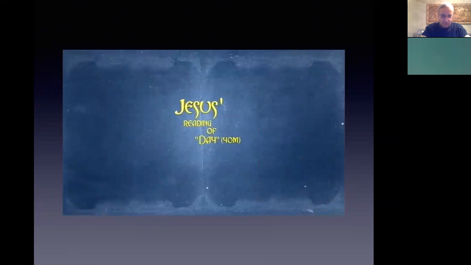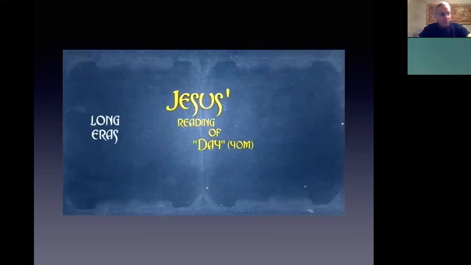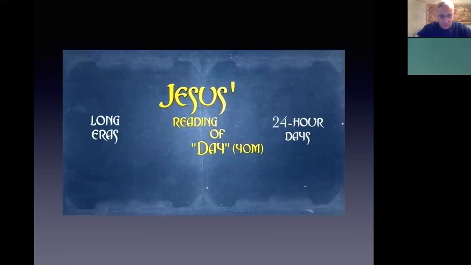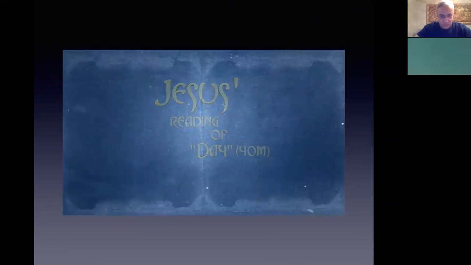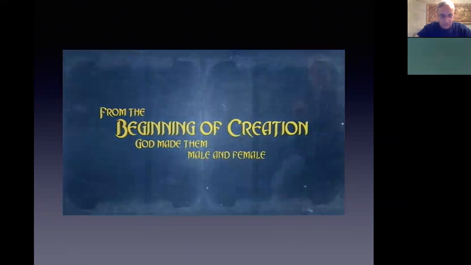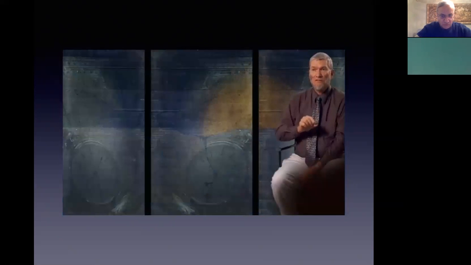How did Jesus understand the creation account? Did he believe that the days of creation were long eras or 24-hour days? In the book of Mark, Jesus actually says he made them male and female from the beginning. That doesn't make any sense if the beginning was billions of years before he made them male and female. It only makes sense in the context of the creation week being a literal creation week of literal days.